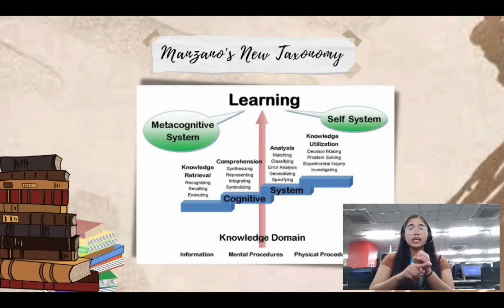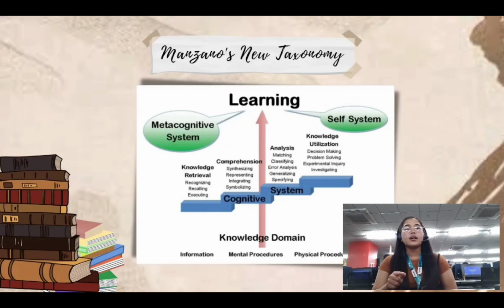So, what is the self system? The self system is a system that focuses on the development of students' attitudes, beliefs, and values. It includes goals related to self-awareness, self-efficacy, and self-regulation.